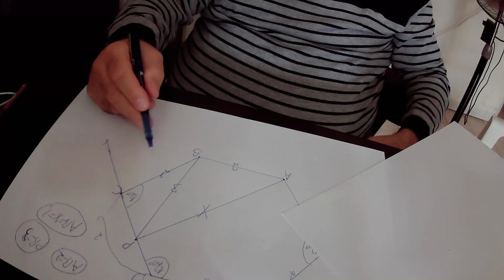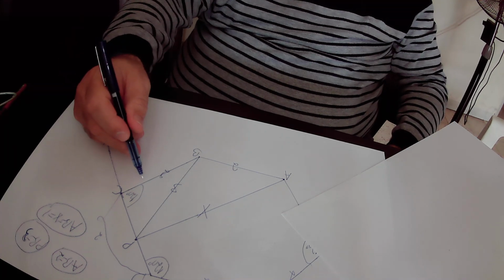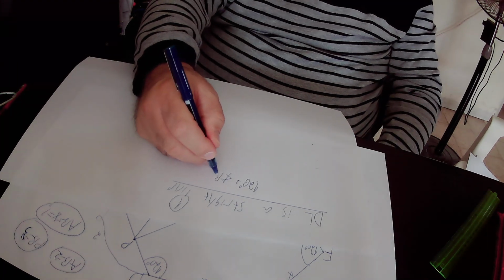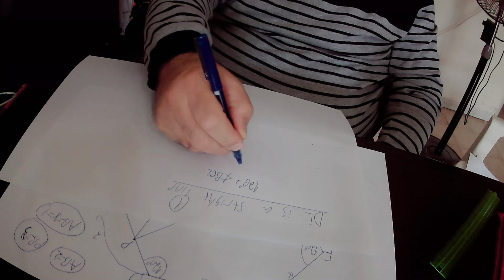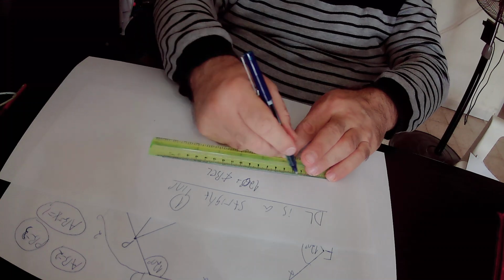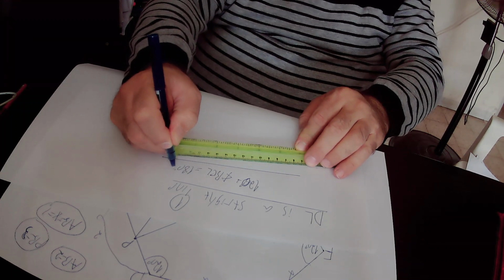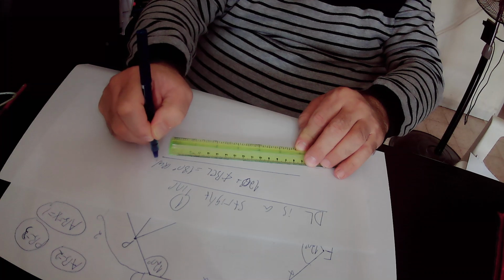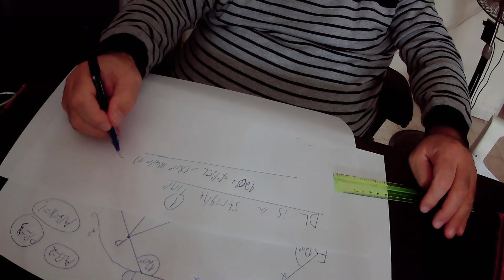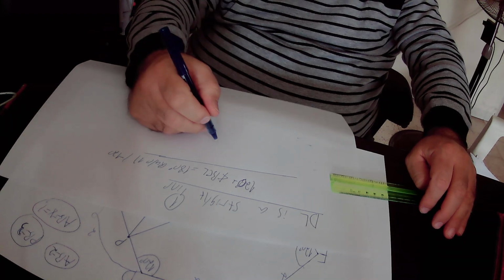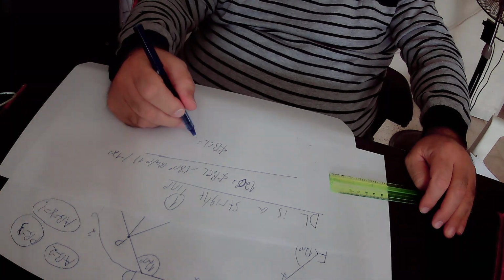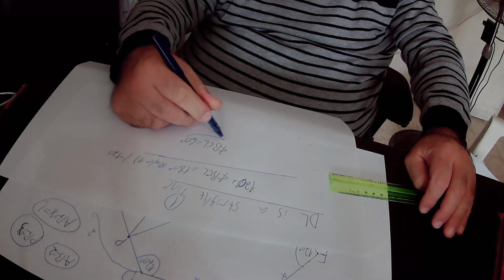Plus the missing angle, that is actually angle BCL. This is angle BCL. In total, the sum of those two angles must be equal to 180 degrees according to rule number 1. So we will subtract 120 degrees from this equation, and we'll get that the missing angle, angle BCL, equals 180 degrees minus 120 degrees, it is 60 degrees.